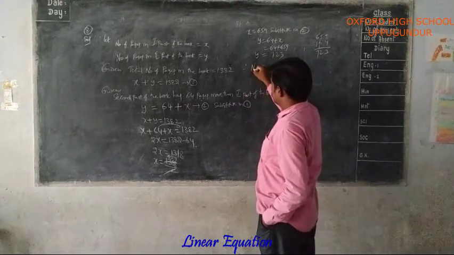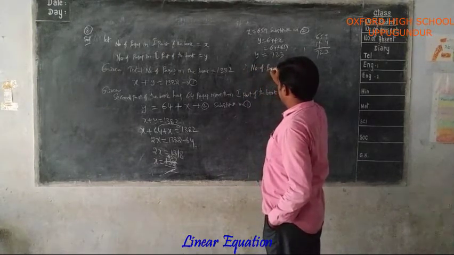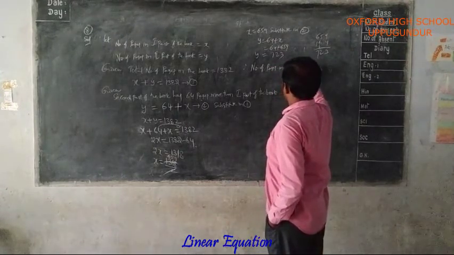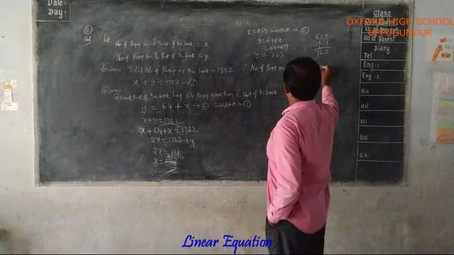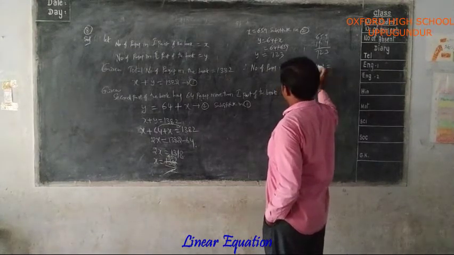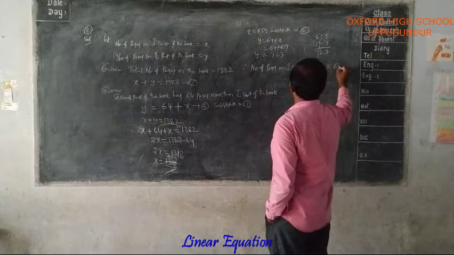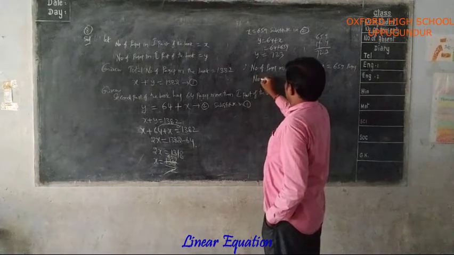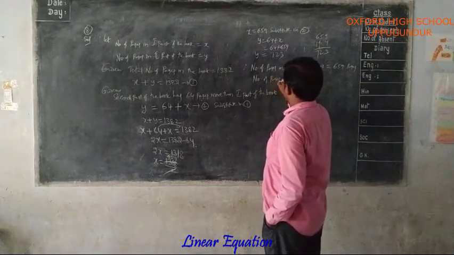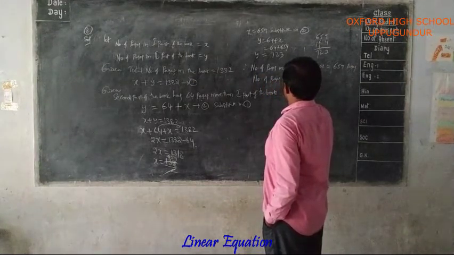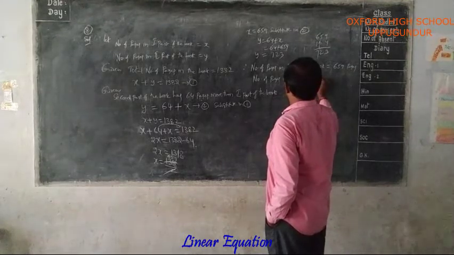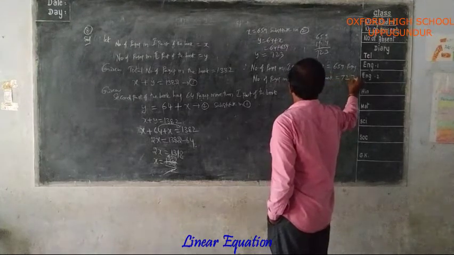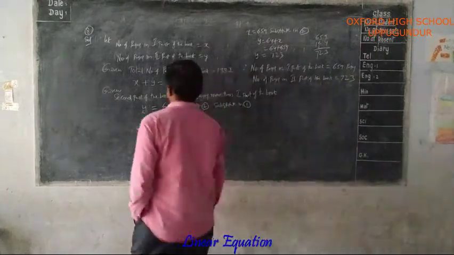Therefore, the number of pages in the first part of the book equal to 659 pages. The number of pages in the second part of the book equal to 723. So this is about this problem.